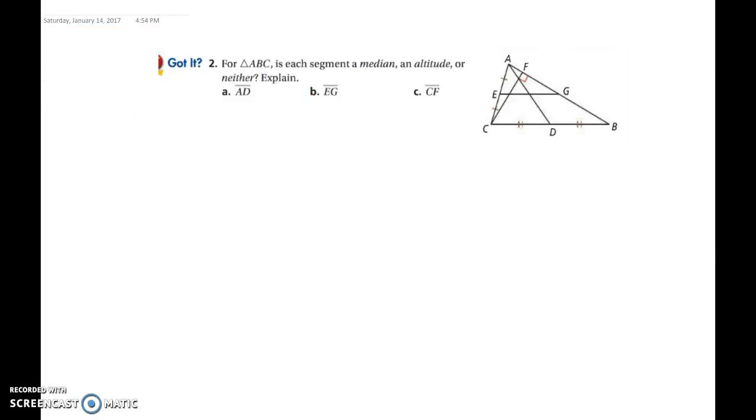Now the last question, you guys are going to do this on your own. So you're going to send me the answers on the exact same document that you're going to share with me for the other video. All right, so you're going to determine whether segment AD is an altitude, a median, or neither, if EG is an altitude, median, or neither, and if CF is an altitude, median, or neither. All right, now there's going to be one more video that we're going to talk about in this section, but it's kind of reviewing the last two sections because it's going to go over the 4 different concurrent lines that we've discussed.